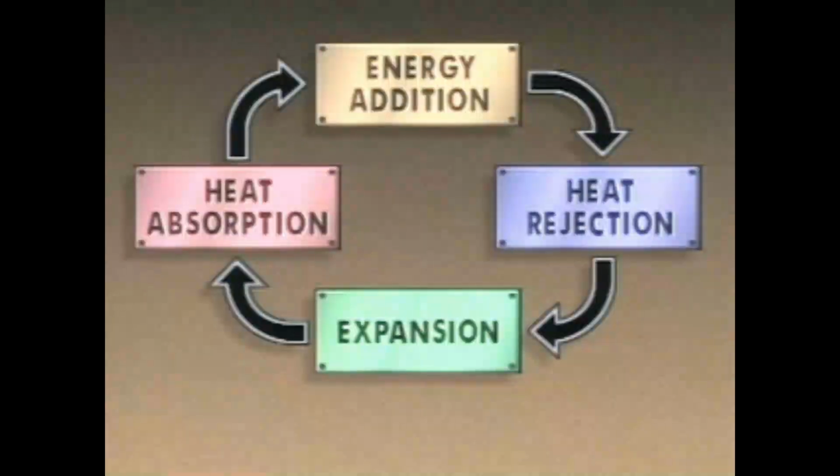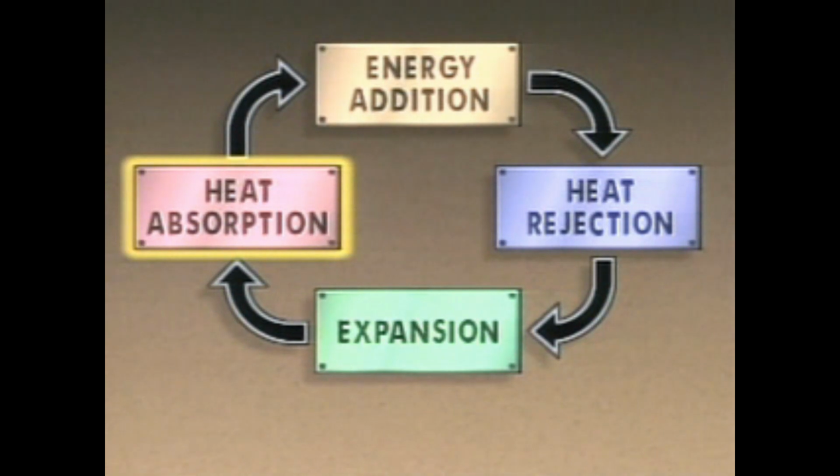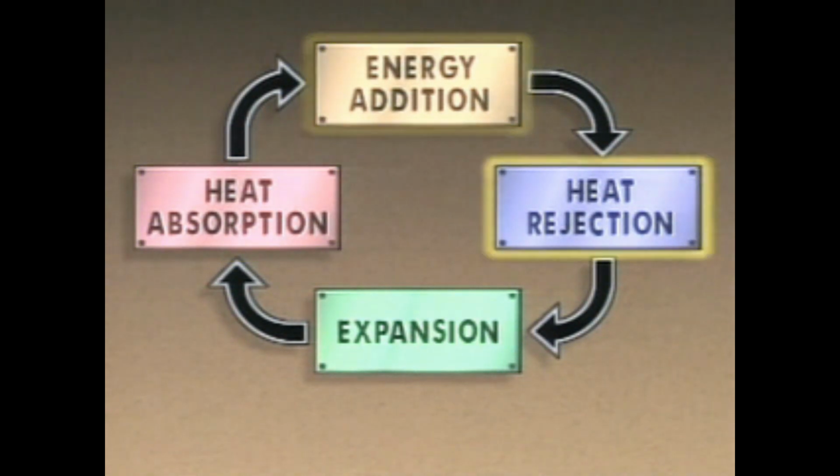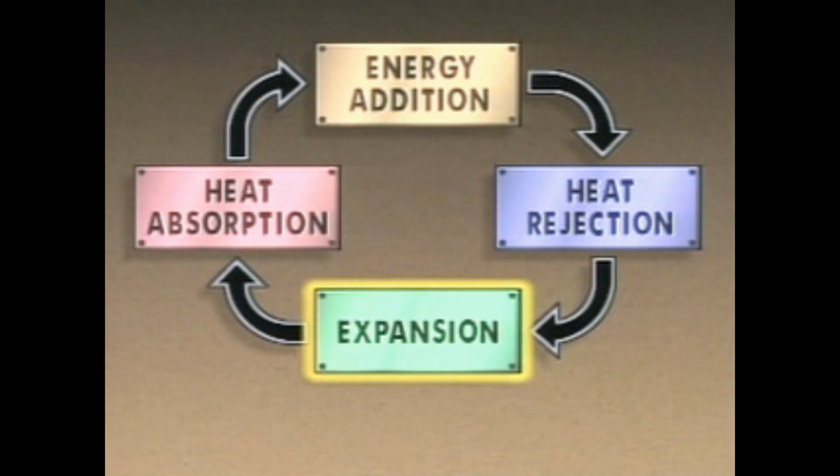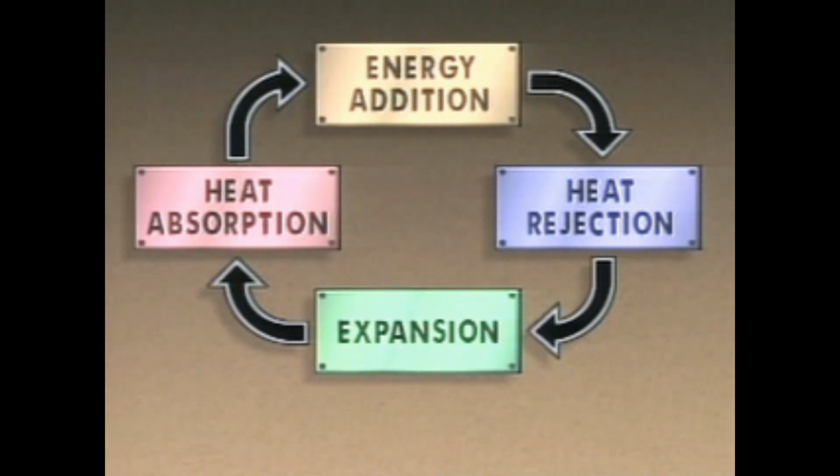The cycle we'll look at is called a vapor compression refrigeration cycle. A typical vapor compression refrigeration cycle has four basic steps. They are heat absorption, energy addition, heat rejection, and expansion. Since the steps repeat, the cycle is a closed system, and it is designed to operate continuously. The cycle uses a fluid known as a refrigerant to transport heat through the system. Let's take a closer look at the four steps.